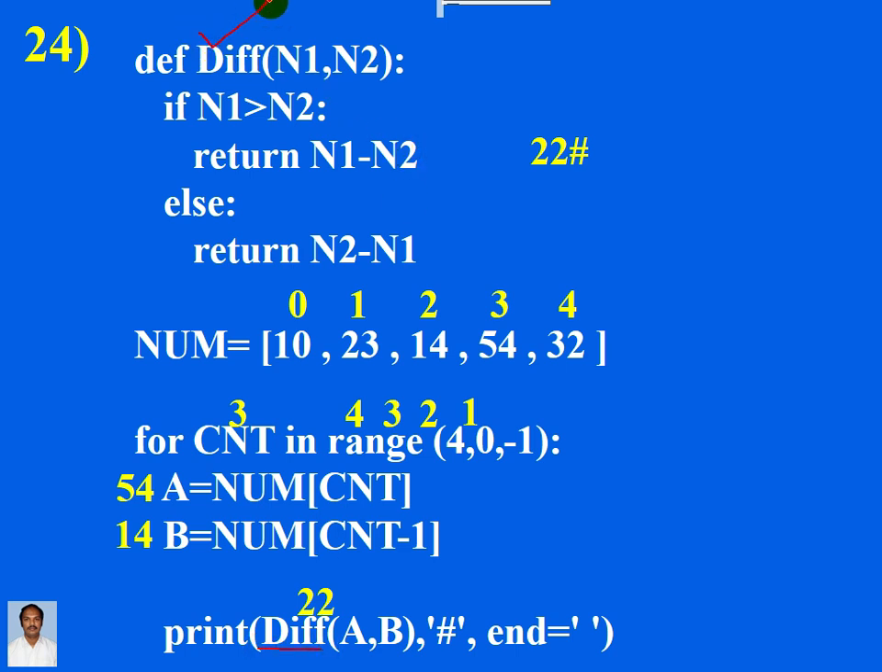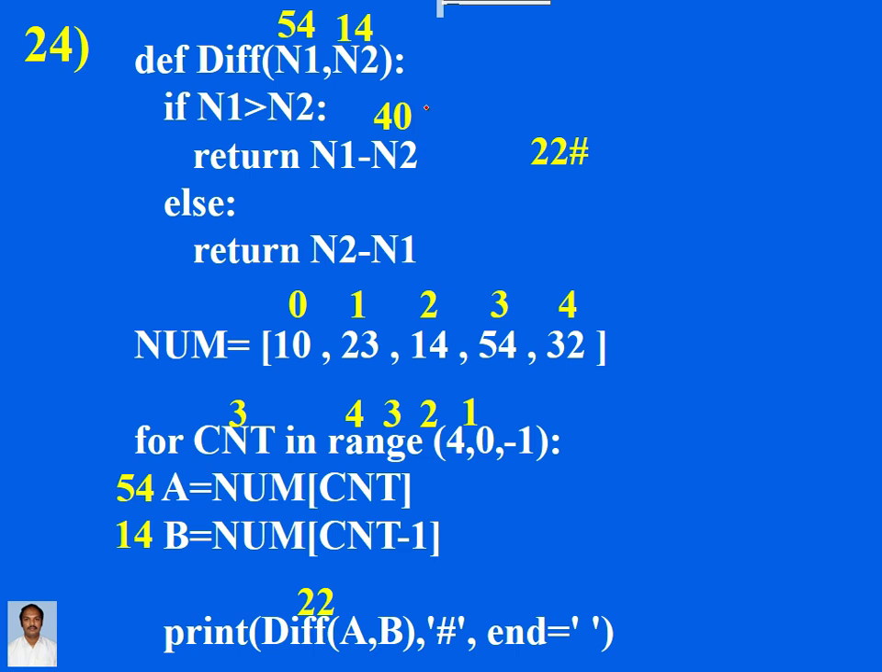Control reaches the point where the function is defined. A is passed to N1. A contains 54. So your N1 contains 54. B is passed to N2. B contains 14. So your N2 contains 14. 54 greater than 14. Condition true. This will be executed. 54 minus 14, 40.